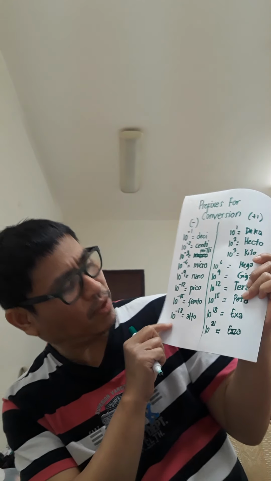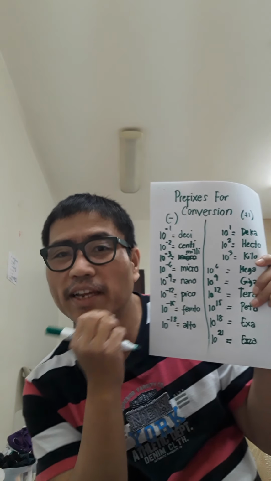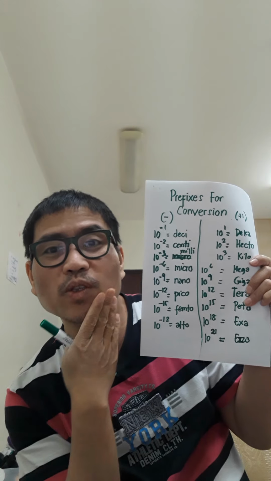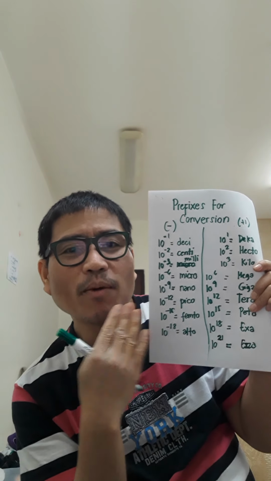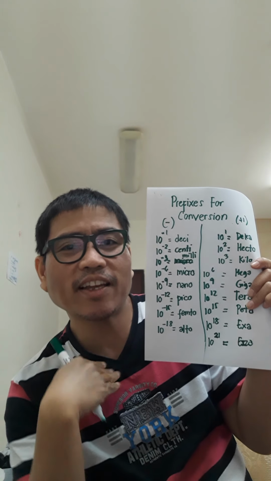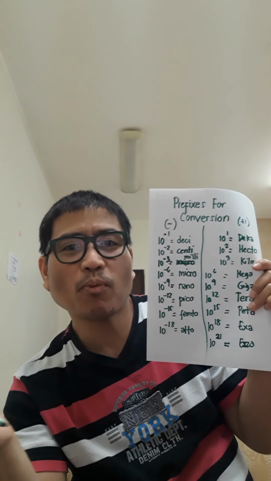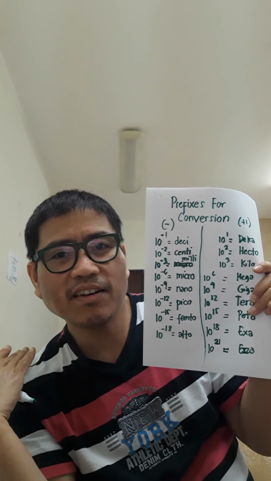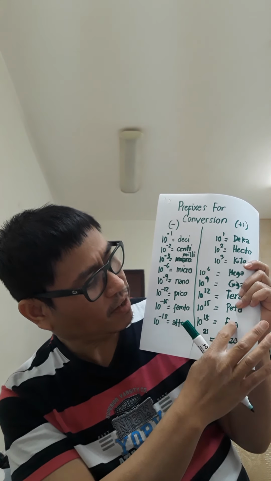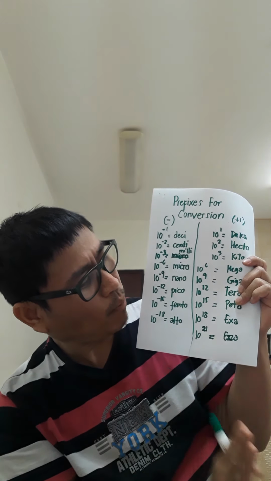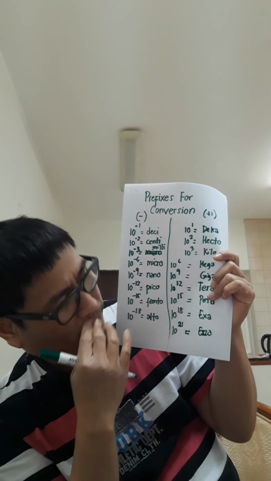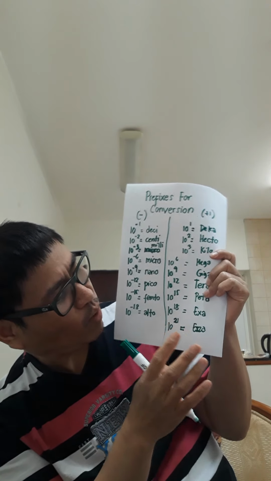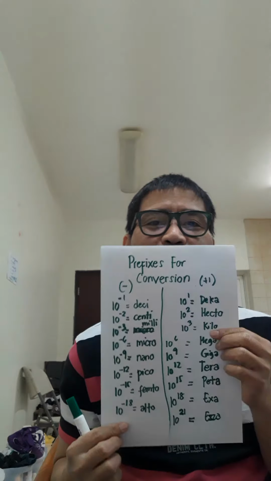Here in negative, it looks like there is nothing, but just try to research also if there is, and tell me also. So up to 10 to the negative 18 only. Actually, there's 10 to the negative 21, supposedly, and so on and so forth. Here, exa is 10 to the 18, and a polygon that has 18 equal sides is exa. Or zetta, 10 to the 21. Is that right? This is okay.